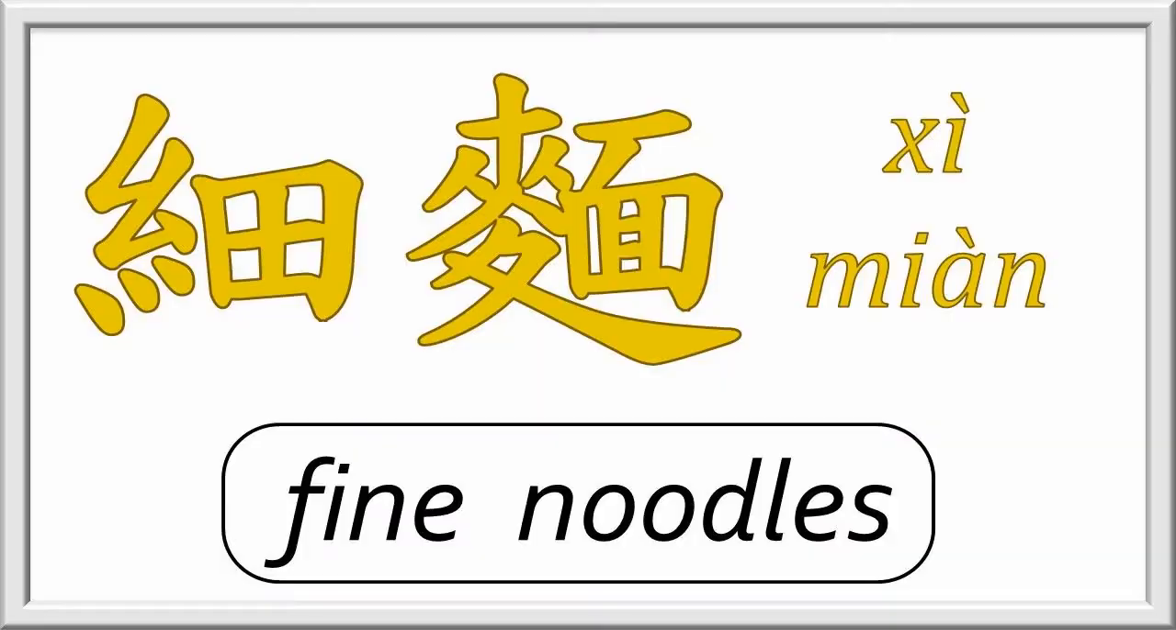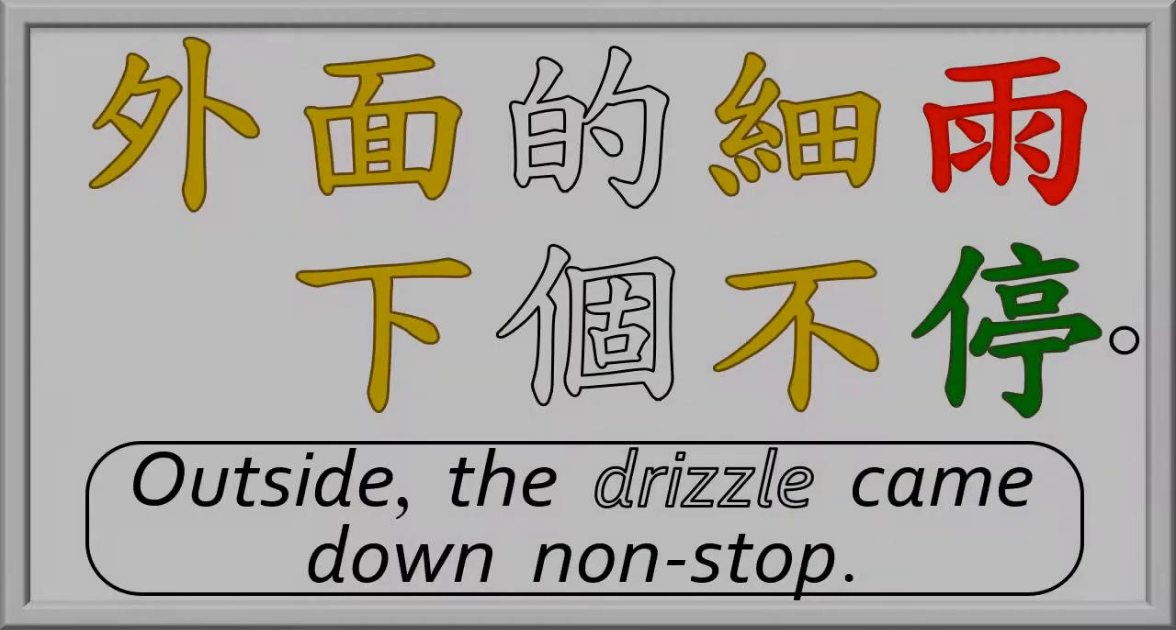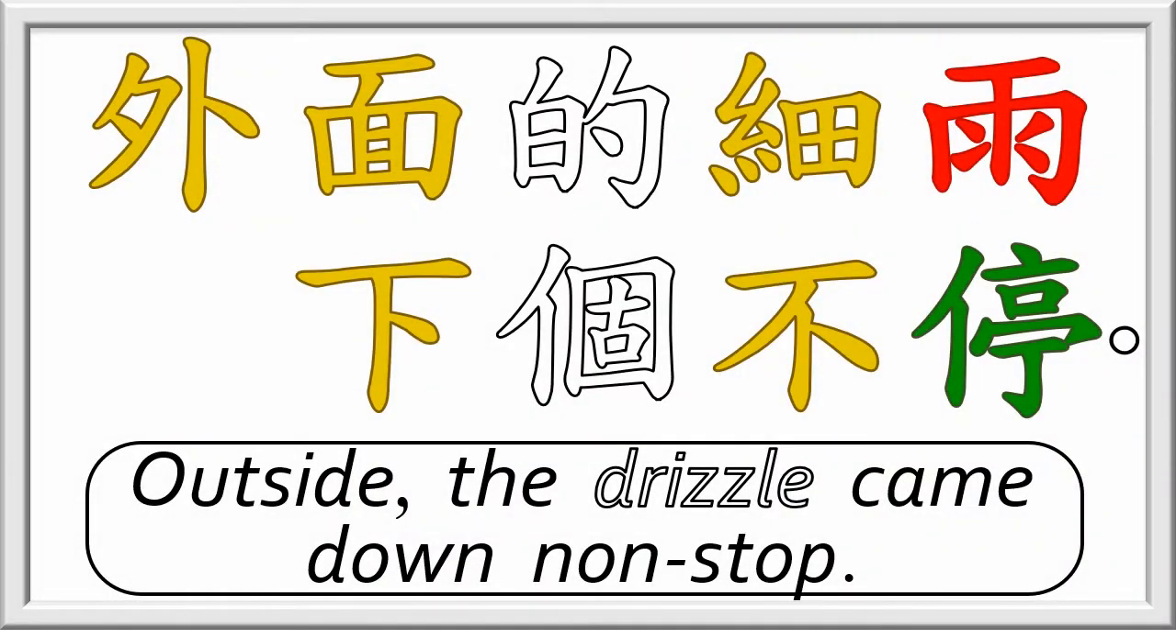Combining the lightly pulsating blood flow, as seen at the fontanelle, with the gossamer thin strands of silk. A kind of spaghetti-like noodles are called xi mian. A kind of fine rain, or drizzle, is called 细雨. 外面的细雨下个不停. Outside, the drizzle is coming down non-stop. 小心 means to be careful.